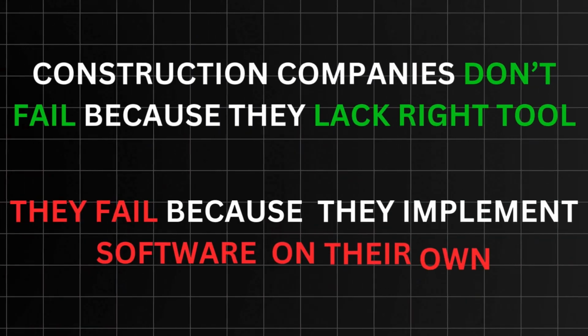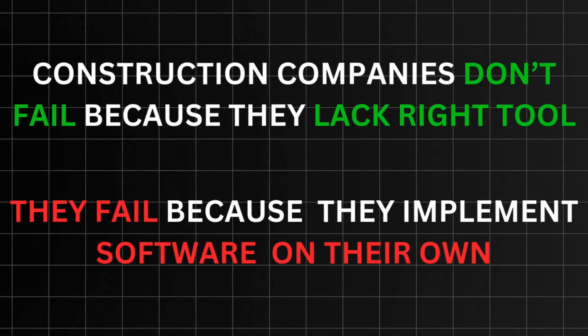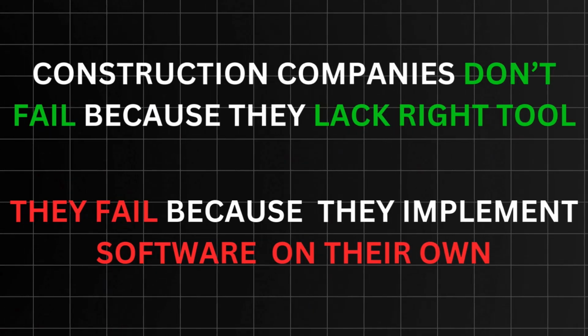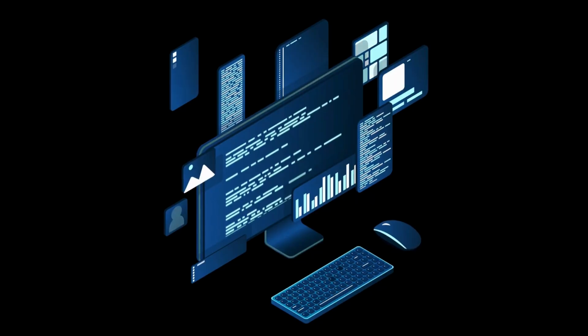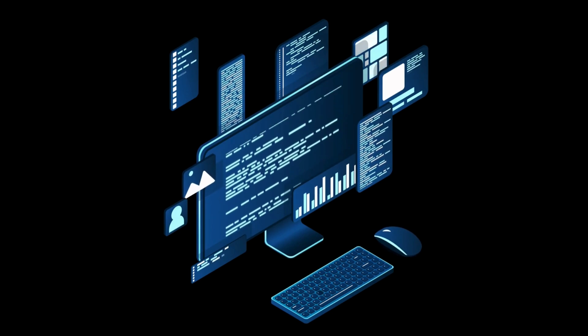And here's the thing, construction companies don't fail because they lack the right tools. They fail because they try to implement a software on their own and it gets out of order, and it creates disorder in your business. Software can be a superpower and supercharge your business if you have structure, but it can also completely destroy your business and create chaos if you don't have structure in your business before you implement the software.